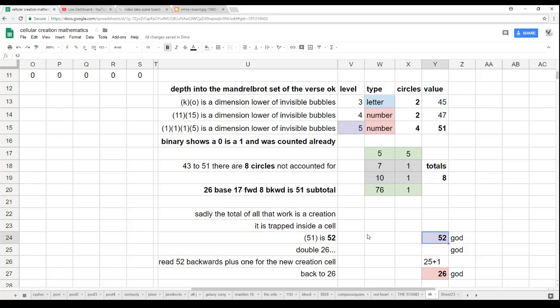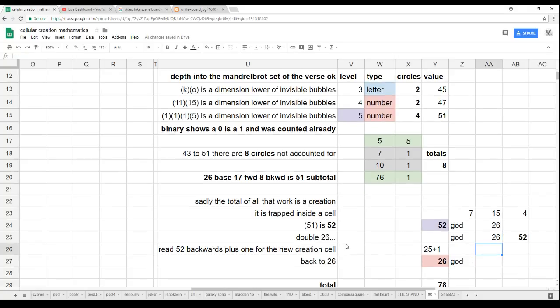So then you add your 1 to 51, you get 52, and 52 is just 26, 26, or 7 plus 15 plus 4, right? GOD is 26. 7, 15, 4 equals the sum of 7, 15, 4, which is 26, equals that. Okay, so it's a double 26.